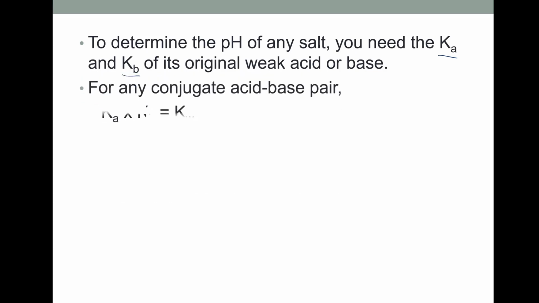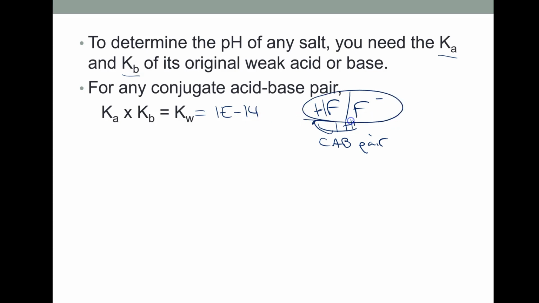So for example, for any conjugate acid-base pair, in our last equation, we had HF and F-. These are a conjugate acid-base pair, and the difference between them is 1 H+. The acid always has the extra H on it. So this is the base. And the way it works is Ka times Kb is 1e-14. So for the two of these, the Ka of HF multiplied by the Kb of F- is 1e-14, because they are a pair.